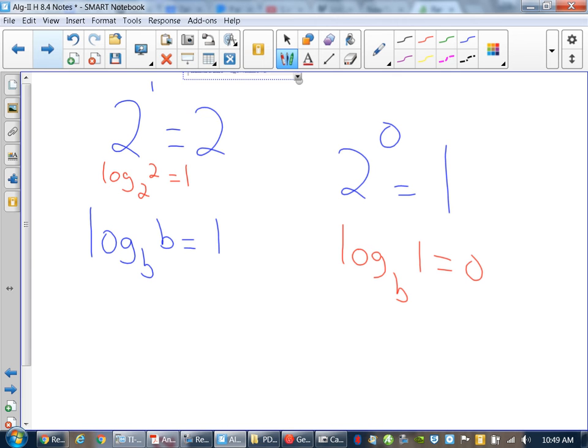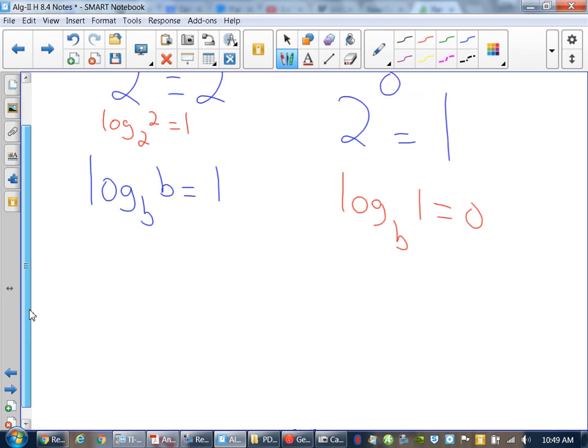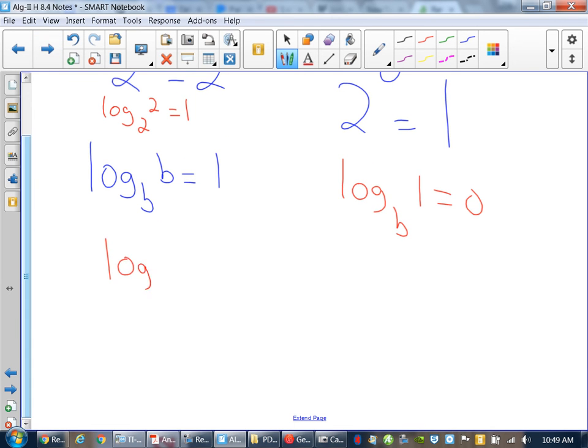Wait, so what is the log base b of b equal to? 1. Any base raised to a 1 exponent is always the base. Any base raised to a 0 exponent is always 1. That's what this means. Okay. So what happens then is that later on, if I wanted to figure out, what's that? 1.